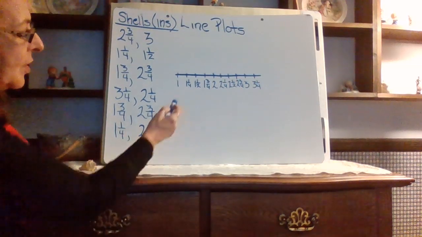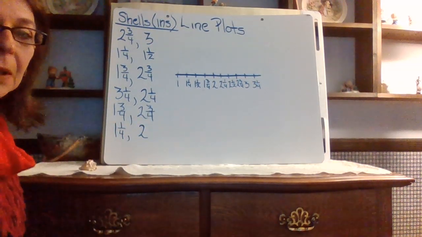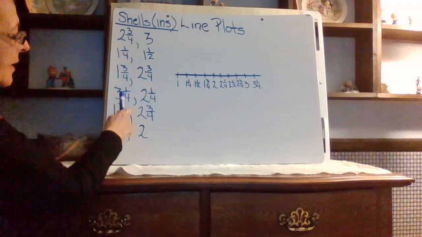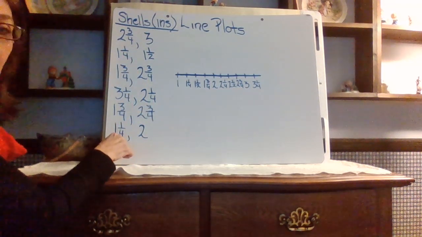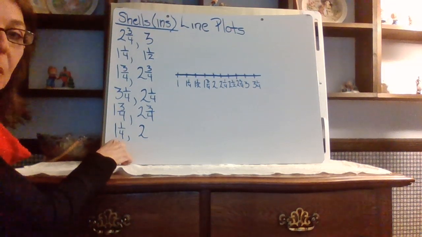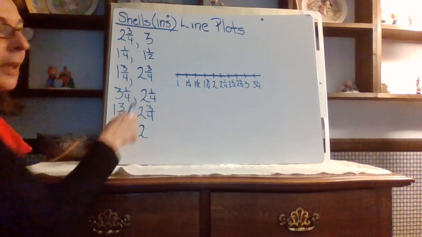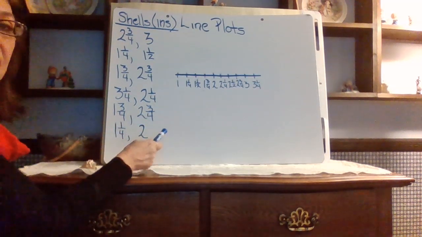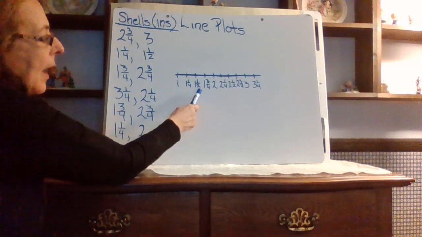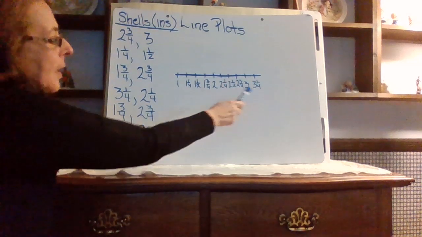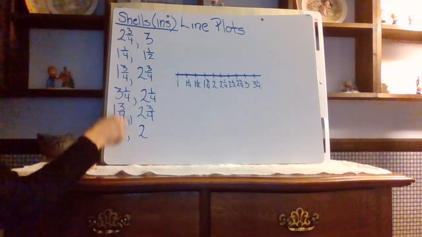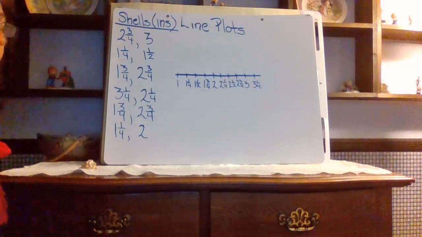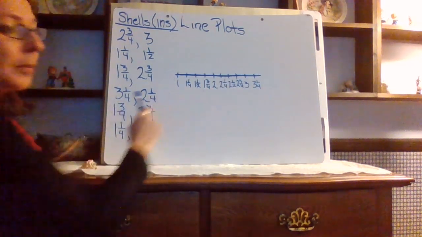So what I first need for a line plot is my number line. My number line is from 1, and you'll notice my data here. The smallest measure that I have is 1¼ inches. So I start at my number line at 1. I've measured to the 1/4 inch. So on my number line, I have gone from 1 up to 3¼ which is my biggest measure for my shell. So now this is my number line.